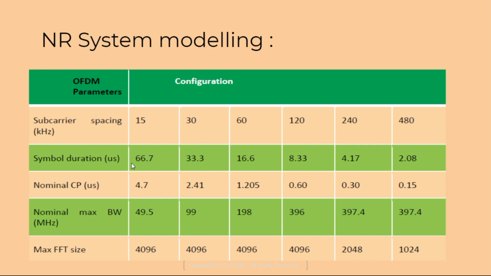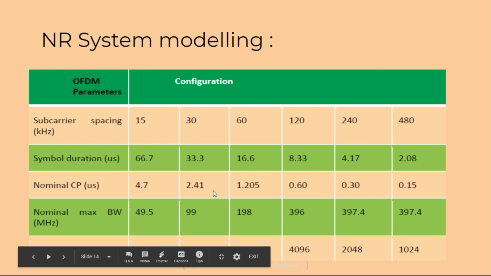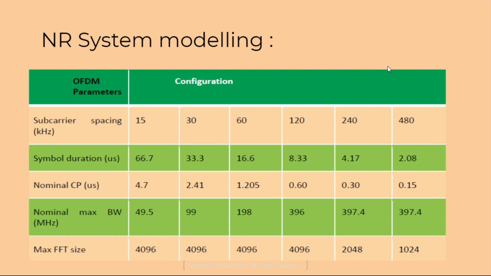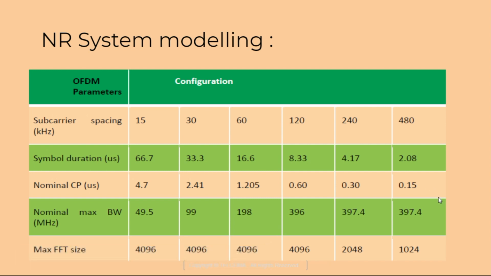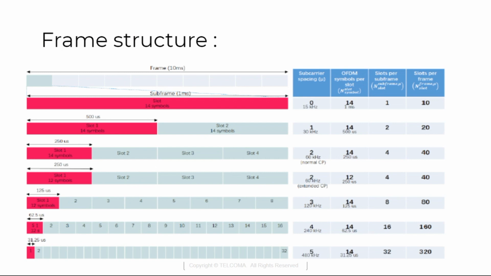Symbol duration in microseconds: 66.7, 33.3, 16.6, 8, 4 and 2. Normal cyclic prefix 4.7, 2.41, 1.2, 0.61, etc. Nominal maximum bandwidth, this is the parameter. And FFT size is 4096 for 15 kilohertz, 4096, 4096, and for 240 kilohertz it is 2048, and for 480 kilohertz it is 1024.